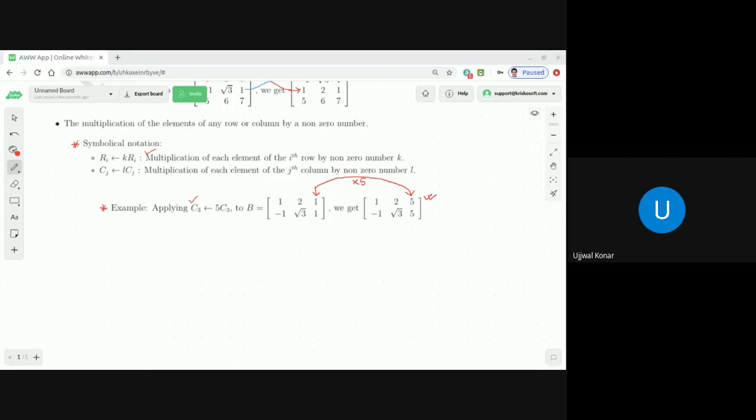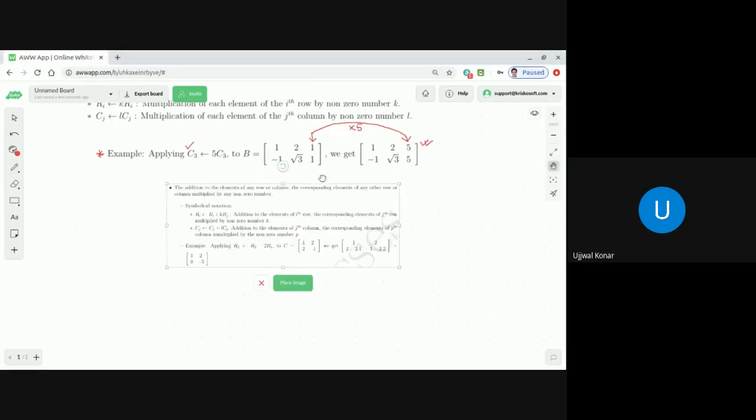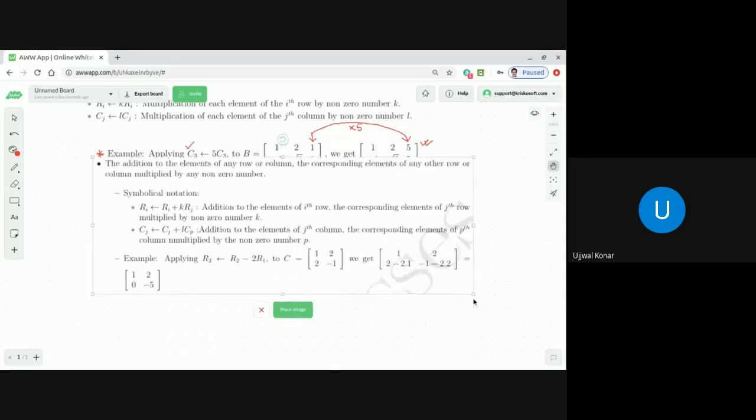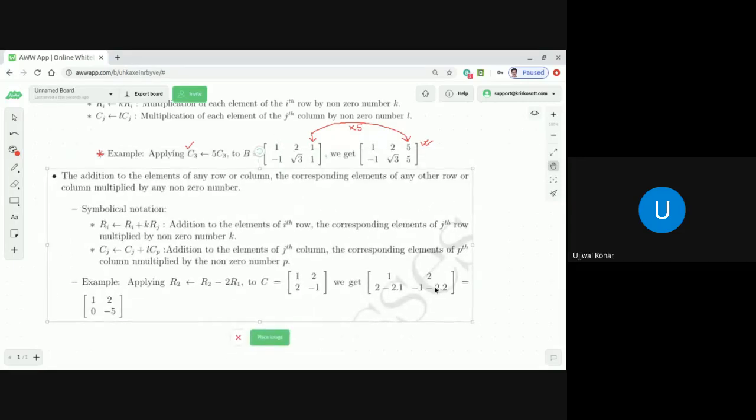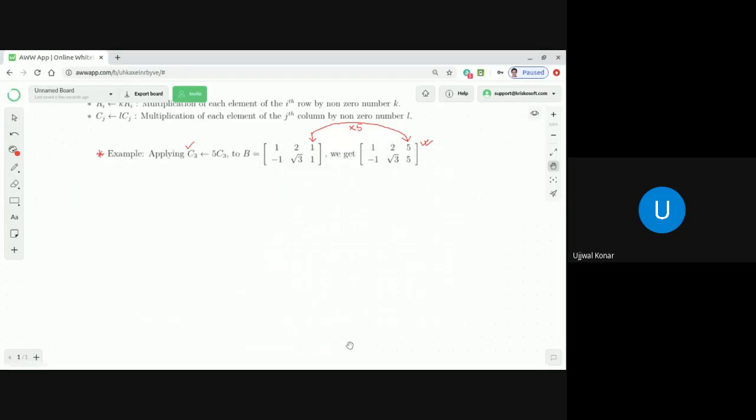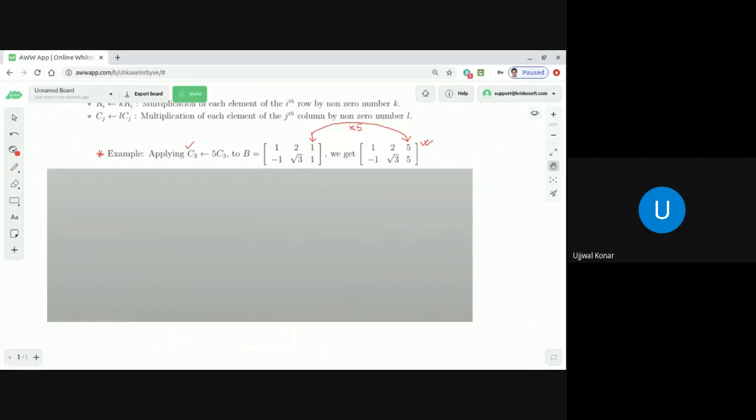Now, the third elementary operation, which is actually a combination of the two elementary operations we learned now, is the addition to the elements of any row or column, the corresponding elements of any other row or column multiplied by any non-zero number. Let me explain. Rather than saying all these statements, it is important to first understand what it actually means. So, let me first explain you the example.